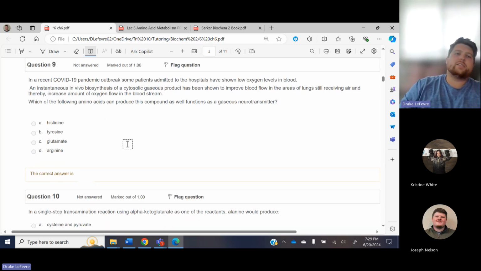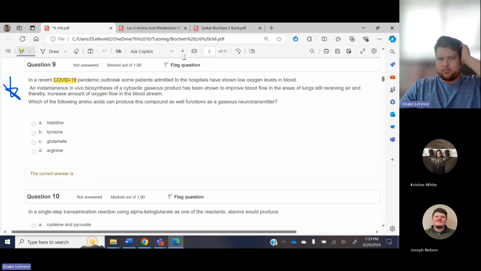In a recent COVID-19 context, I almost guarantee you this question is going to be on the test. The boards still love COVID questions as well. This was on the exam when I took the exam. I specifically remember this question.